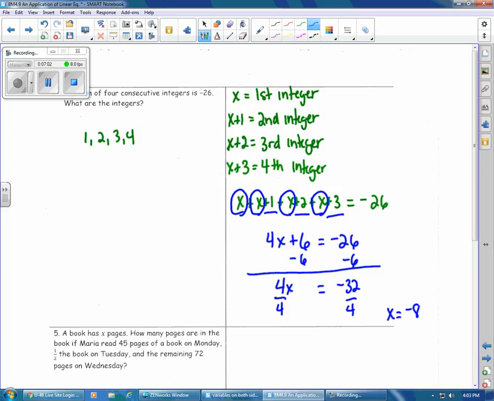So my first integer is going to be negative 8. Negative 8 plus 1 is negative 7. Negative 8 plus 2 is negative 6. Negative 8 plus 3 is negative 5. So now I need to check, does negative 8 plus negative 7 plus negative 6 plus negative 5 equal negative 26? Do it in your calculator. And it does.